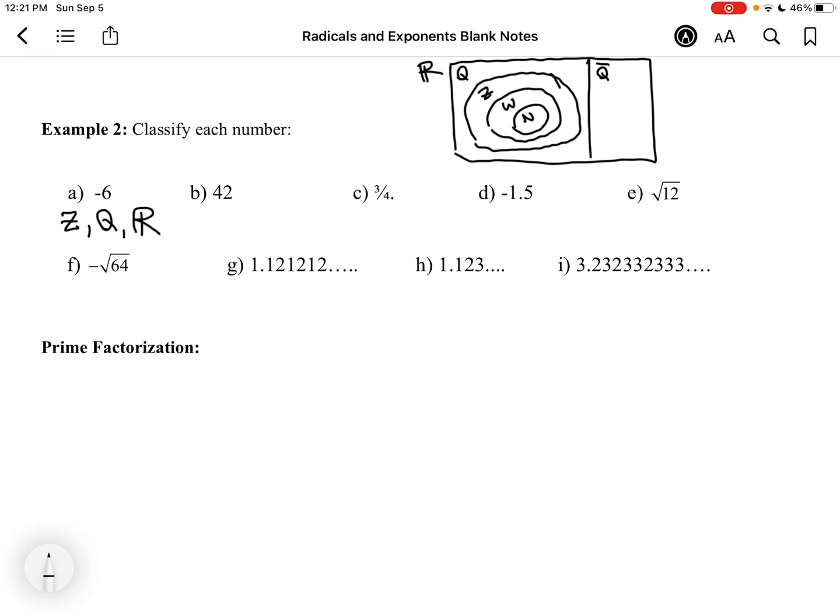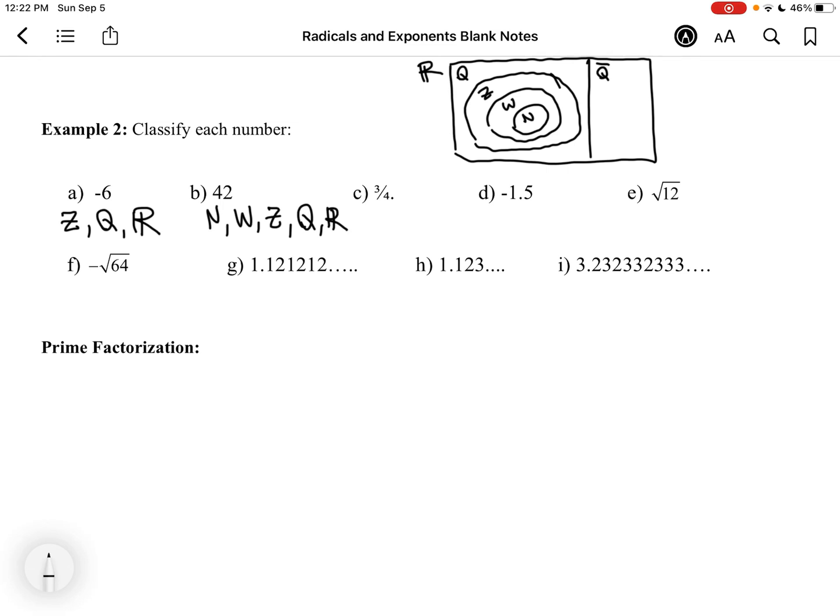Okay. The number 42. Well, 42 is a natural number because it's like the counting numbers, 1, 2, 3, 4, 5, etc. So this is natural. Natural is within whole, so it's also whole. Whole is within integer, so it's an integer. Integer is within the rationals, so it's also a rational. And it's of course a real number as well.